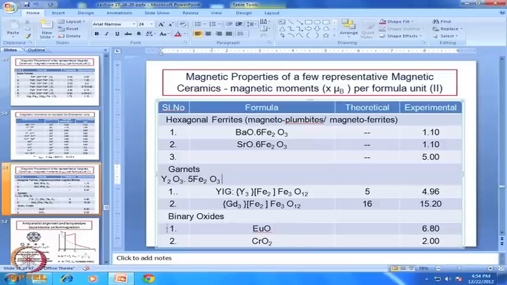And then we have some binary oxides. Some binary oxides also have some magnetic properties. Particularly, one important thing is chromium oxide. Chromium oxide is extensively used for tape recording and so on. So, they also have some magnetic properties. I think we will discuss them in a little more detail in the next lecture. Thank you for your attention.